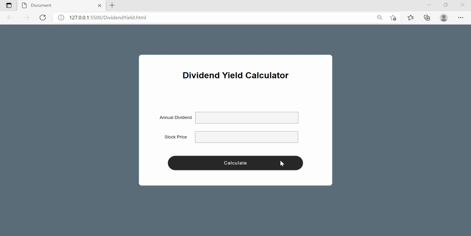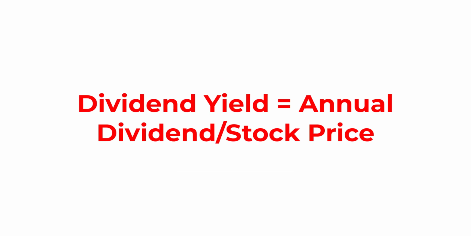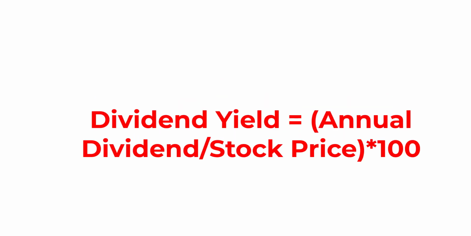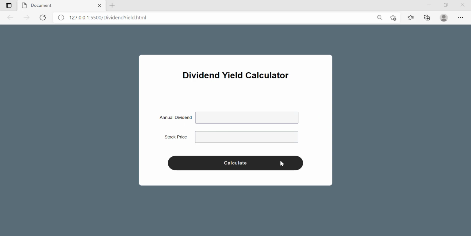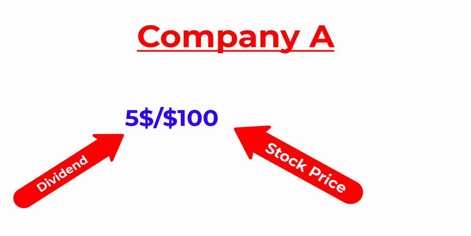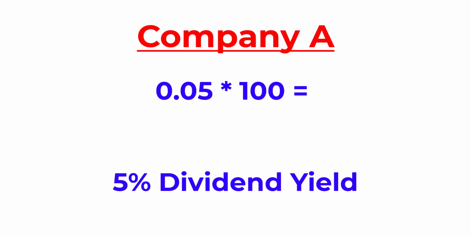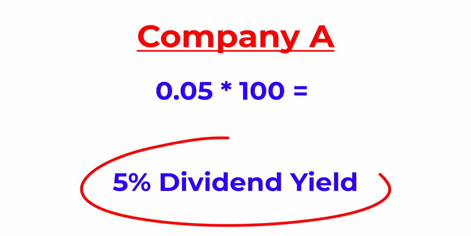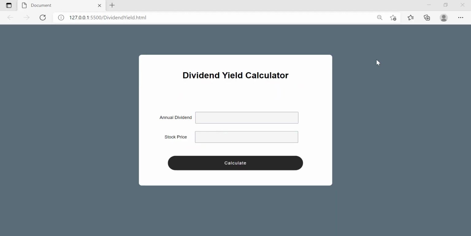Now to calculate the dividend yield for both of these companies, we will use the formula annual dividend divided by stock price times 100, and what happens when we multiply it by 100 is that it converts our answer to a percentage. So for Company A, the annual dividend is $5 divided by the stock price, which is $100. Therefore, the units dollars will cancel out, leaving us with 0.05. Now we want to convert it to a percentage, so we multiply it by 100, giving us a dividend yield of 5%. However much money we make, we are getting 5% for dividend. The company is paying us 5%.